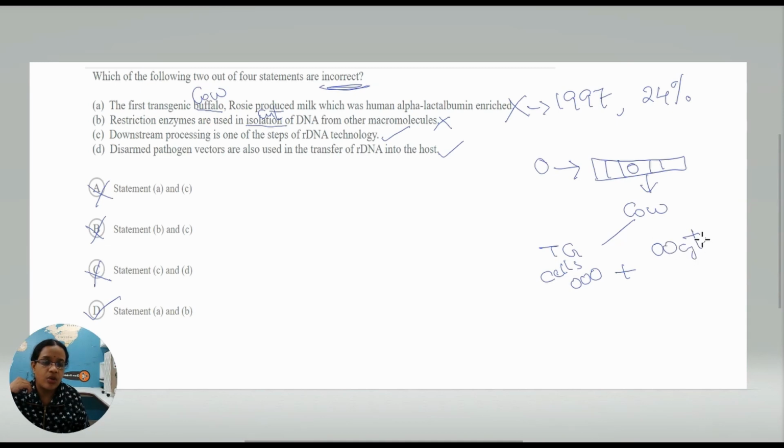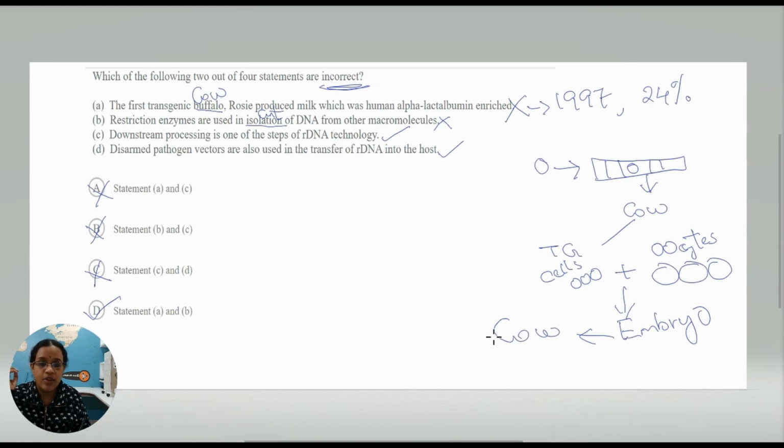Okay, how were these oocytes? These oocytes were such that they do not carry any chromosomes within them, so that only the transgenic expression would be dominant. After the fusion, a zygote was formed and eventually an embryo was produced. This was implanted into another cow.